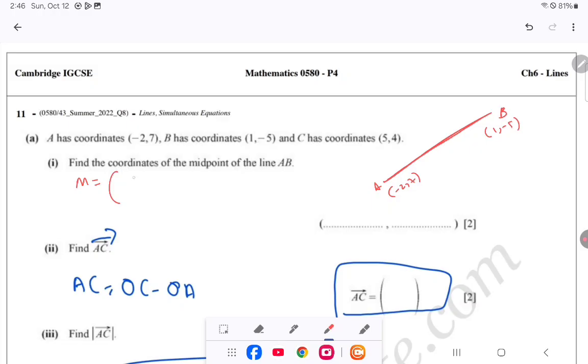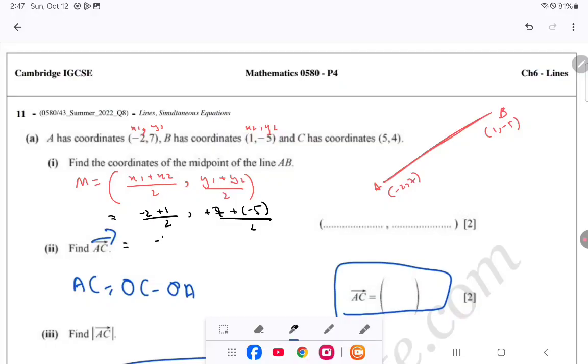Midpoint formula equation is x1 plus x2 over 2, y1 plus y2 over 2. This is our x1, this is our y1, this is our x2, this is our y2 for A and B. Put the values, x1 is negative 2, x2 is positive 1 over 2, y1 is positive 7, and y2 is negative of 5 over 2. Solve it furthermore.